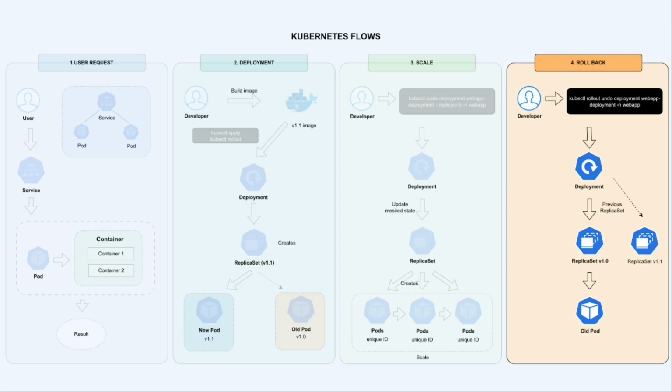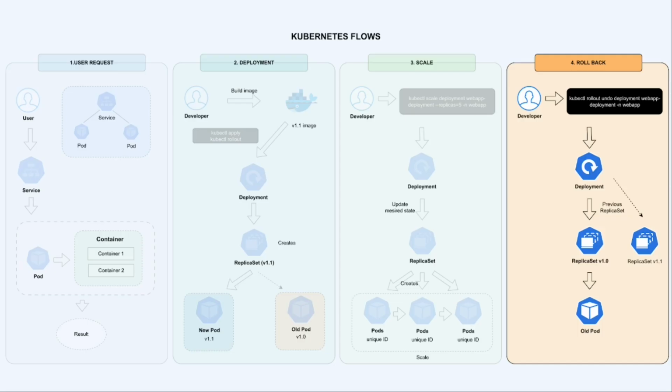Rollback flow. Finally, let's see what happens if a new deployment causes problems. Sometimes a new application version may contain bugs or an unexpected issue. In this situation, Kubernetes allows us to quickly roll back to the previous version. The developer simply runs the command kubectl rollout undo.